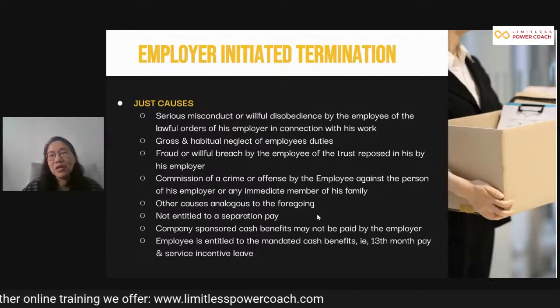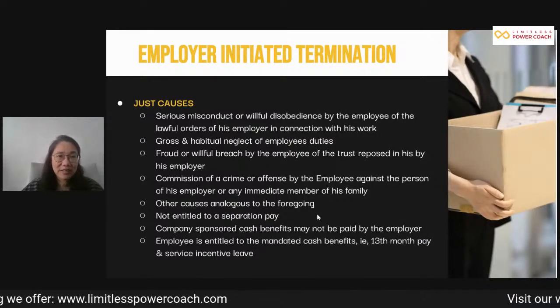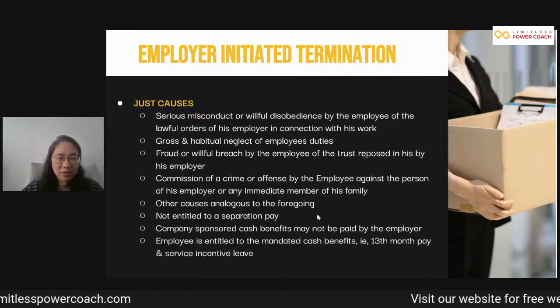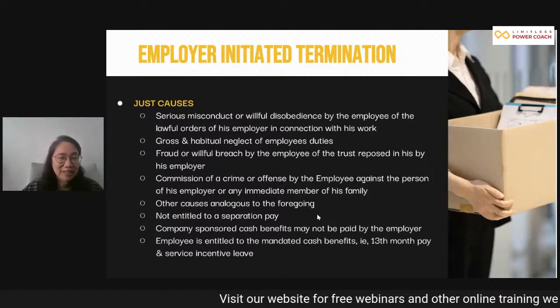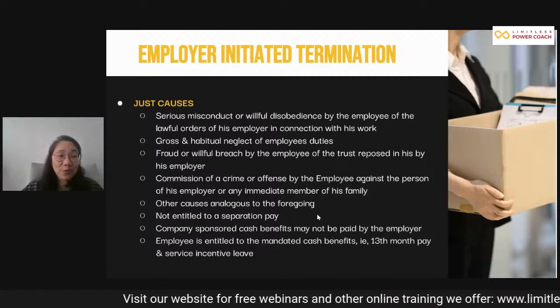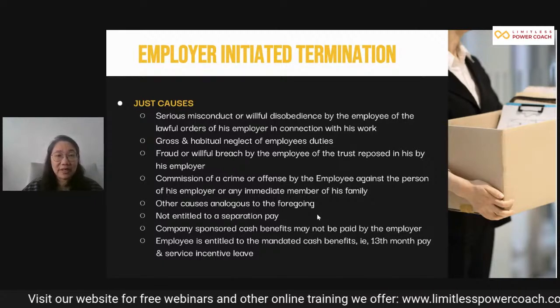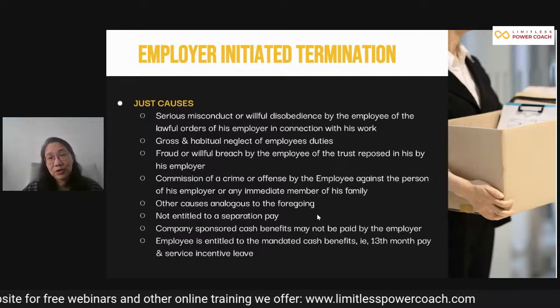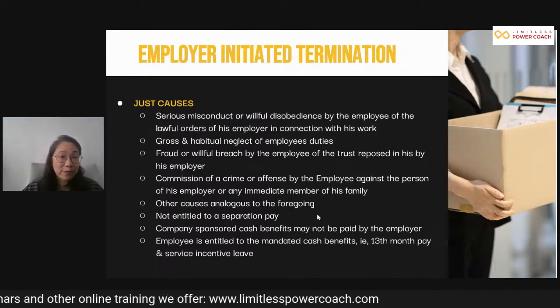Of course, we also have the just causes. So the just causes, this includes, ito yung sinasabi nating other causes analogous to the foregoing, is what was indicated, or what are those violations indicated in your employee code of conduct.